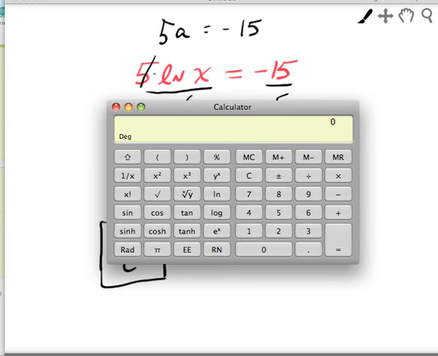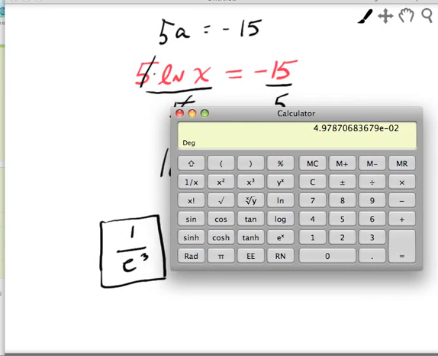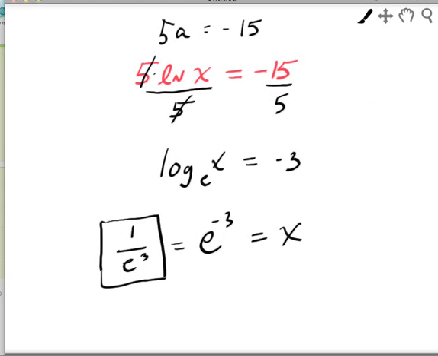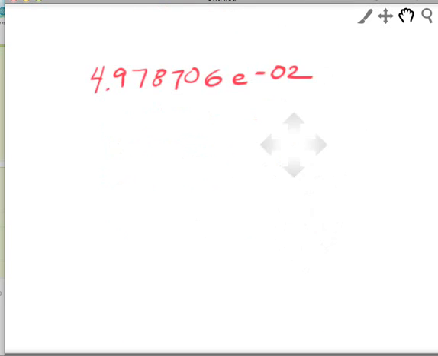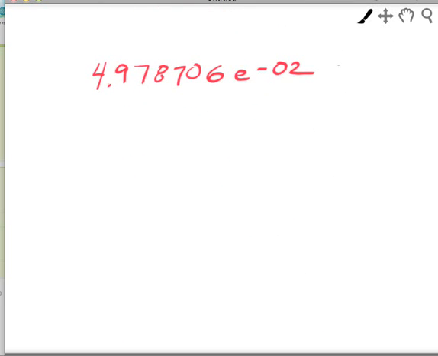Basically, I want to raise e to the negative 3, so I key in 3. I change its polarity from positive 3 to negative 3, and now I'm ready for this key. And there's the answer. Now, I wanted to talk about this because maybe that answer is not something you know how to interpret. And I've already written it down here. Let me bring it up. There you go. That's what my calculator showed us.